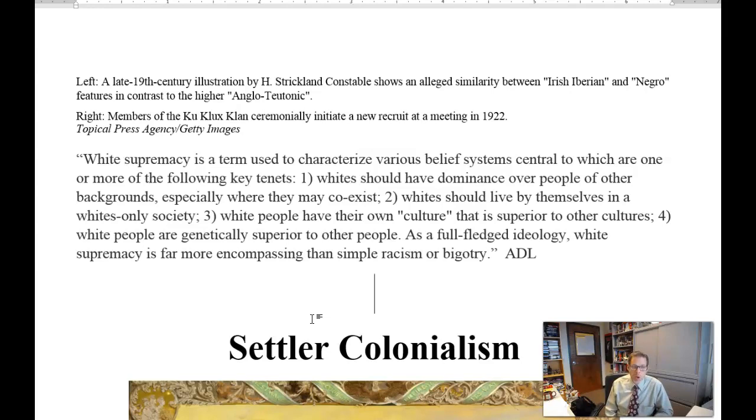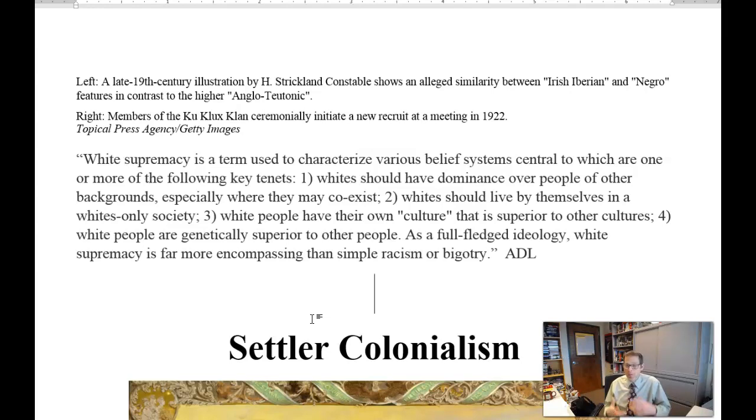And then number 3, white people have their own, quote, culture that's superior to other cultures. Certainly white supremacists, probably nearly all, would have that. However they define white culture, they'd view it as superior to all other cultures. And finally, number 4, white people are genetically superior to other people. Because of that belief in genetic and ideological superiority, they should be the ones in power, the ones running things. Their culture should be dominant.